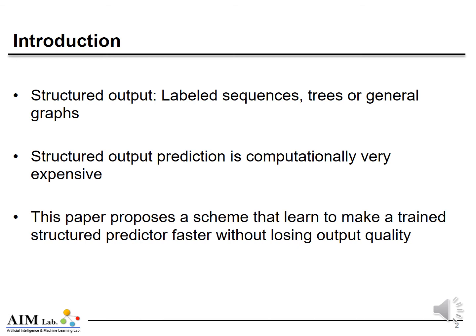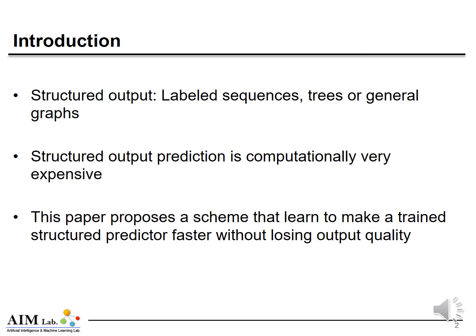Many natural language processing and computer vision programs need predicting structured output such as labeled sequence, tree, or general graphs. Structured output prediction requires solving inference problems by searching for score-maximizing output structures. The search space for inference is typically large and grows with input size. Even for some algorithms, the time complexity required for prediction is equal to n to the power of 5.